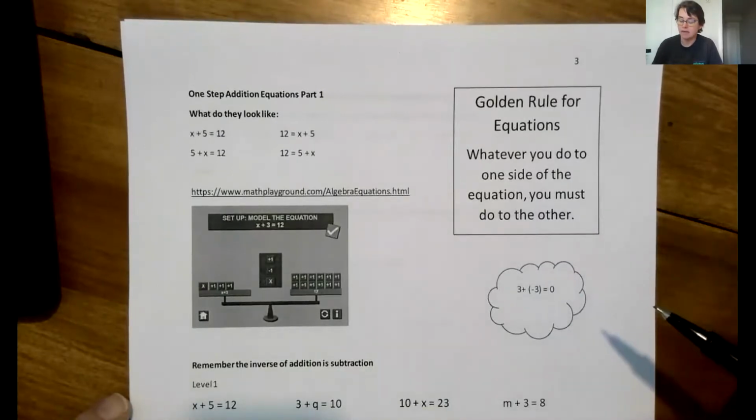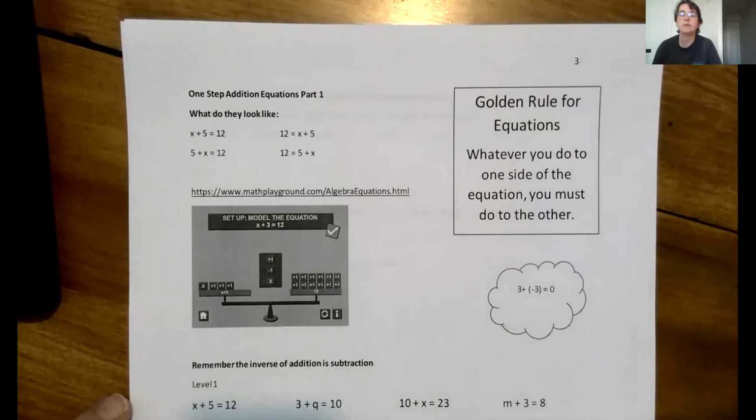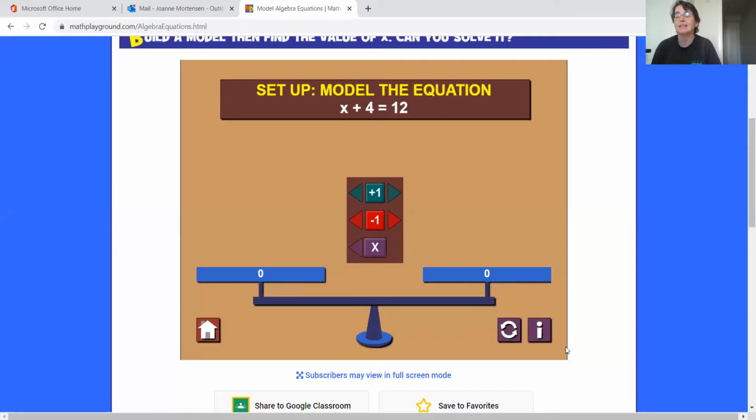What I want to do now is share with you a website I found. Let's do a new share here for you. And it looks kind of kid-like, but it really made a lot of sense to me. So we're going to set up this model for the equation x plus 4. And the website is on your worksheet, and you can see it as mathplayground.com, algebra equations HTML.